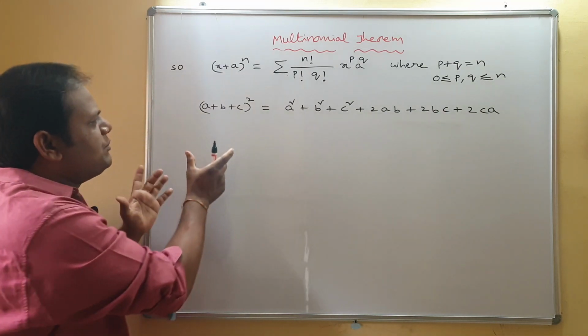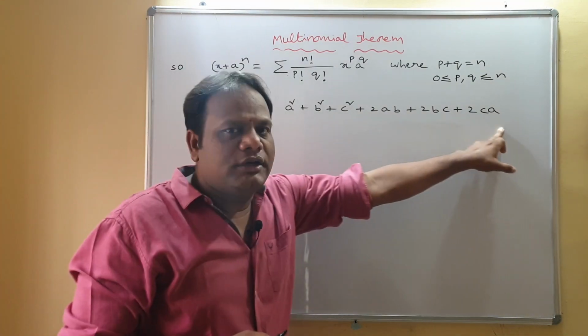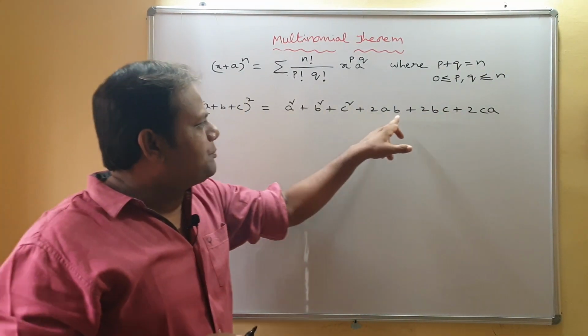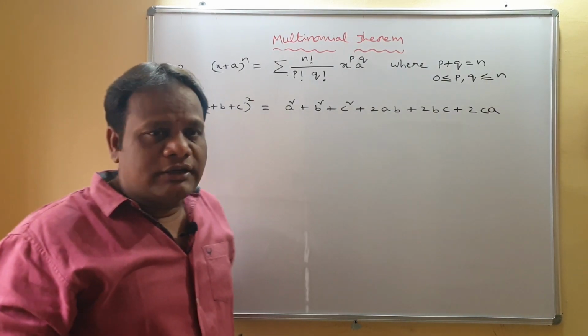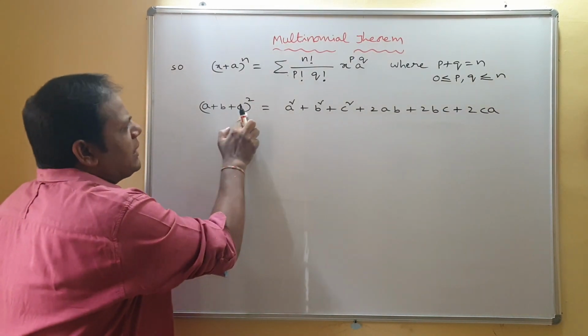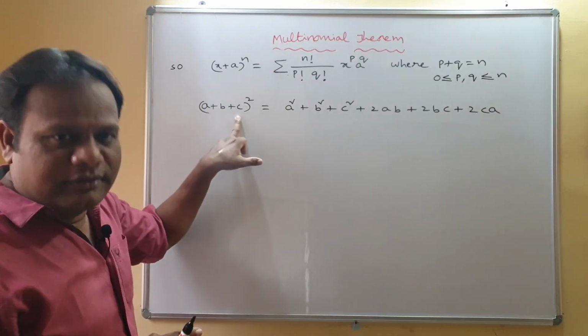Now coming to (a + b + c) whole square, you know this formula: a square plus b square plus c square plus 2ab plus 2bc plus 2ca. Listen carefully, it is not a binomial, it is a trinomial, right?